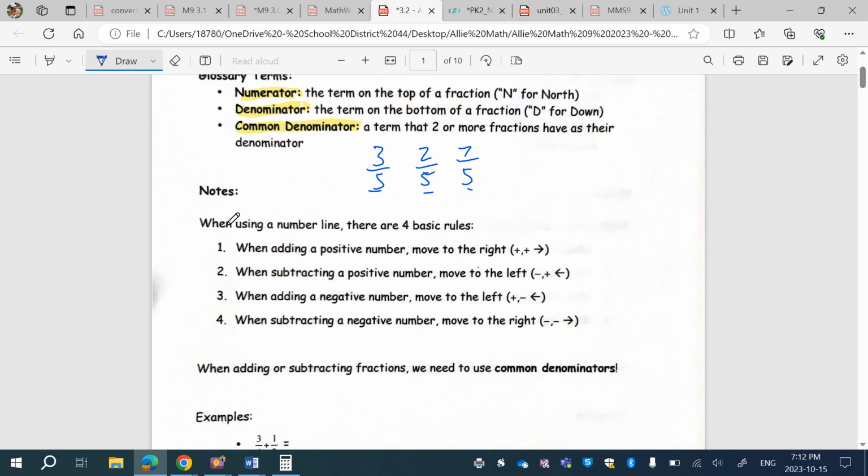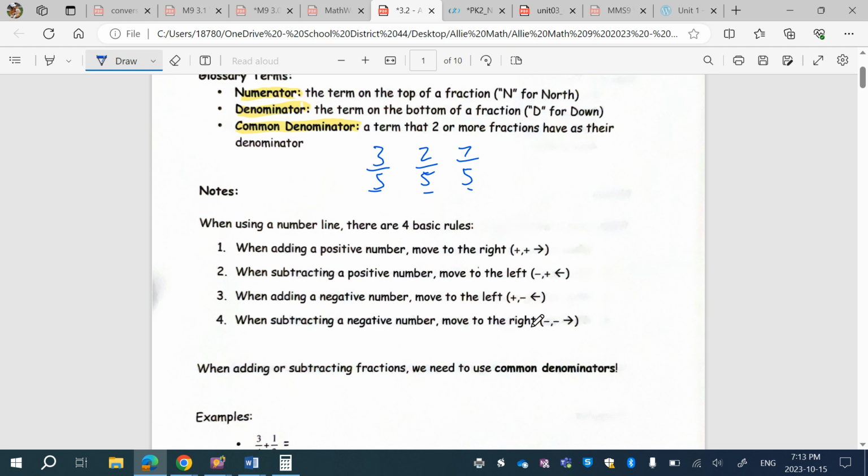And there's some number line questions at the top of the textbook questions. So when adding a positive number, you move to the right. And I'm going to show some examples. When subtracting a positive number, you move to the left. When adding a negative number, you move to the left. And when subtracting a negative number, you move to the right.